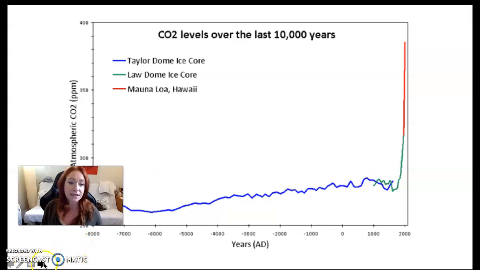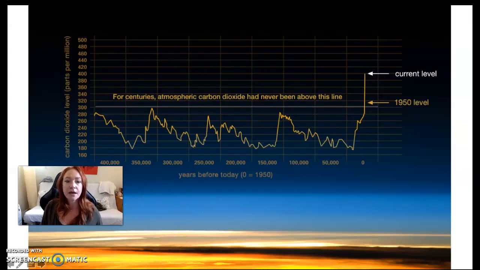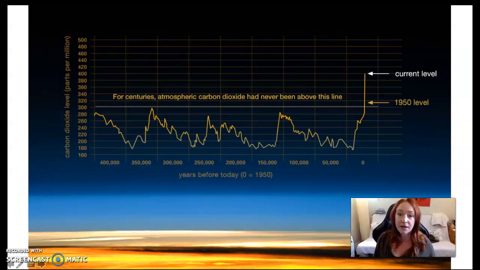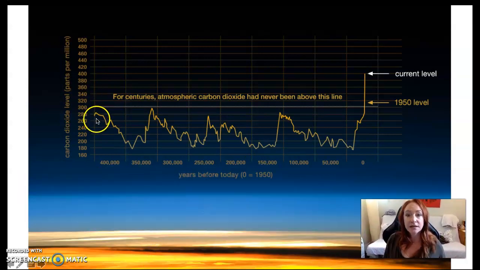Sure. Let's see. This is another graph that they gathered data from, mostly rock samples, which measures the carbon dioxide in the air from over 400,000 years ago. And they looked at how the atmospheric carbon dioxide really has fluctuated over the last 400,000 years, but it's stayed under 300 parts per million. It's never gone over there.